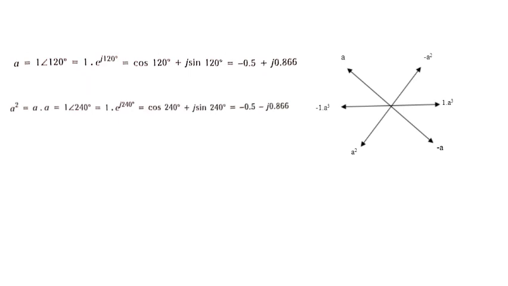So let's understand that. We are considering this initial value with a magnitude of 1. The angle made by it is 0. From here to here is 120 degrees. Similarly, from A to A square is also 120 degrees, so the result can be written as A square. From here to here is also 120 degrees, so a complete rotation makes 360 degrees.